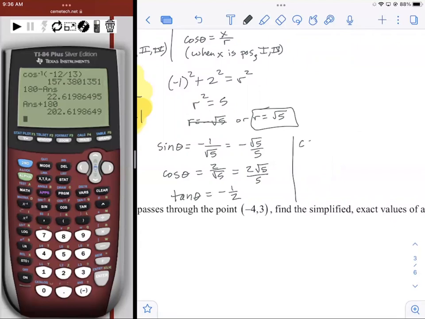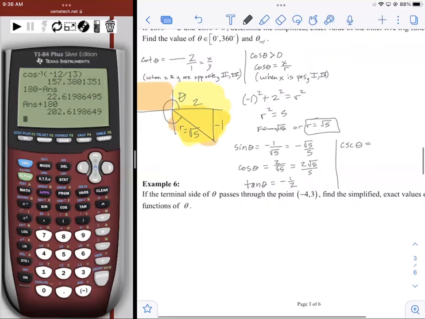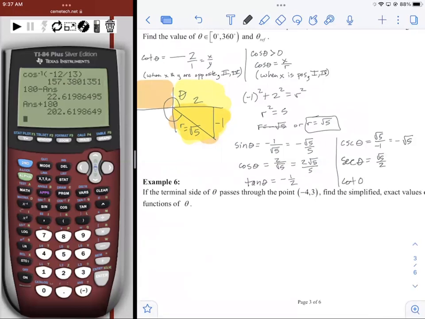Okay, the next column, the reciprocal of sine is cosecant. We'll pull it straight off the graph again. So it's r over y, which is square root of 5 over -1, which of course is just negative square root of 5. Secant is r over x, so that's square root of 5 over 2. And then of course cotangent is x over y, and that's 2 over negative 1, which is negative 2, and that's what we were given. Okay, so there's all 6 of them.